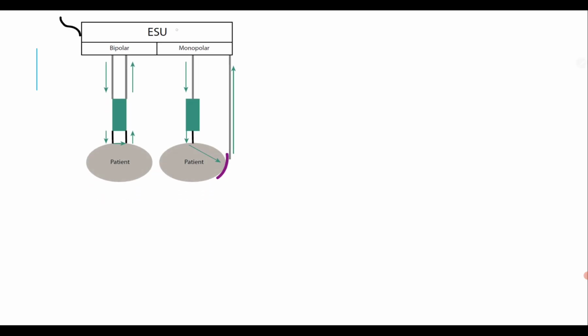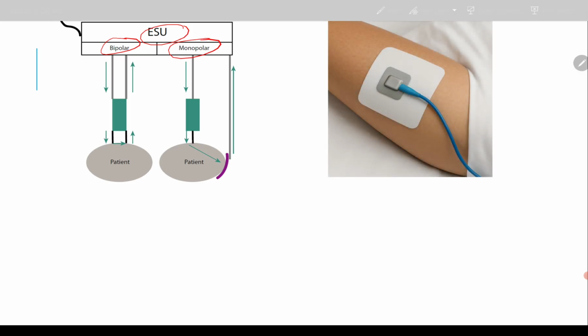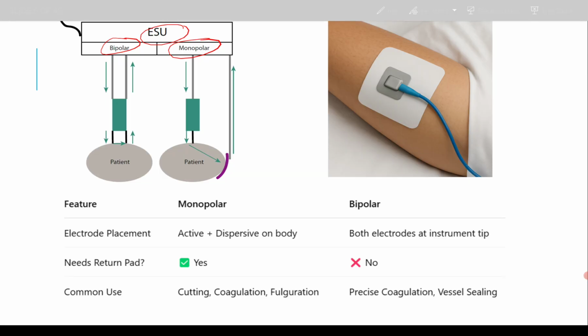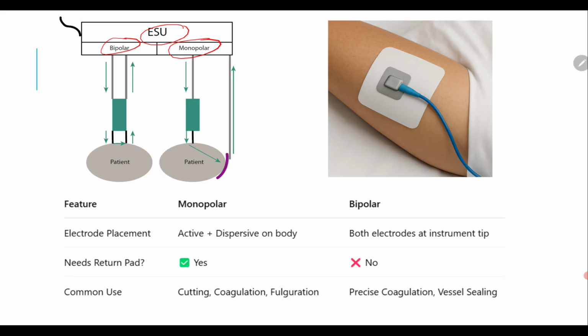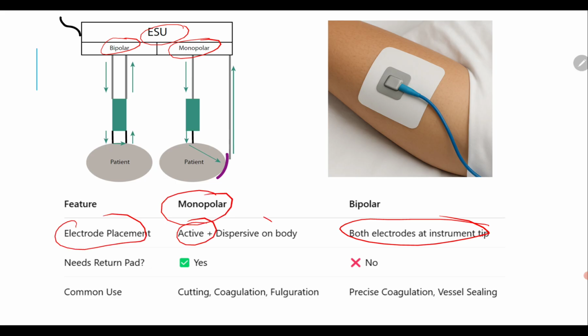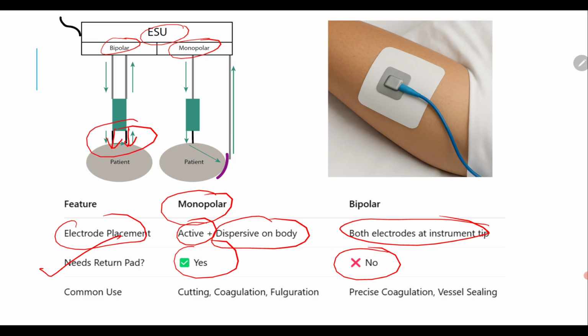Next, you can see the electrosurgery unit. There is a bipolar device and a monopolar device. In the bipolar, everything is in the same instrument. Both the active and return electrodes are at the instrument tip, whereas in the monopolar, the active electrode is there and the dispersive electrode is on the patient's body. So there is a need for a return pad in the monopolar, and no need for a return pad in the bipolar, because both electrodes are at the tip of the instrument, and the current returns through the adjacent electrode.